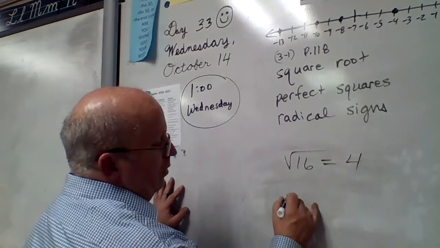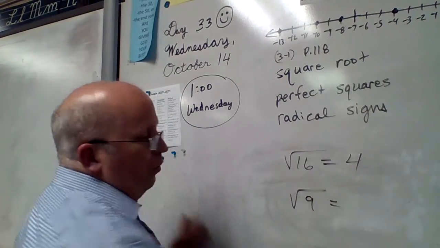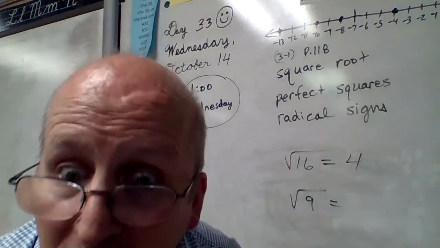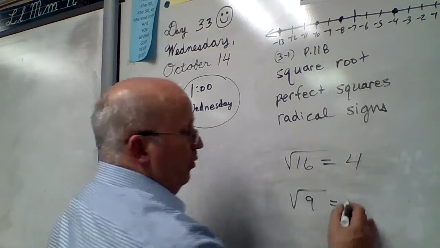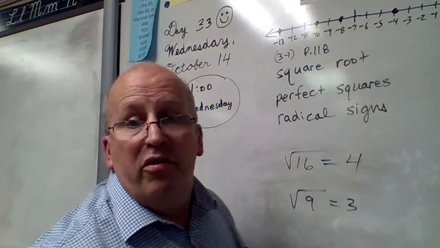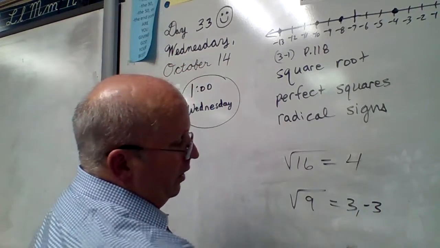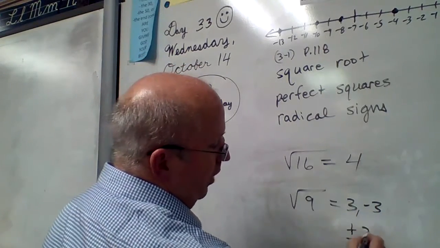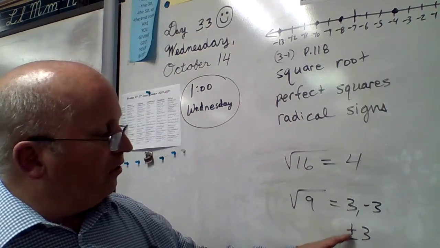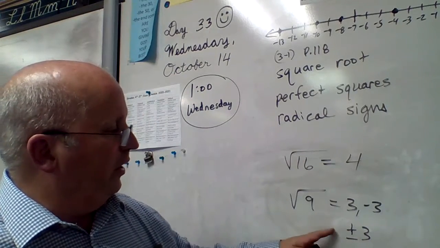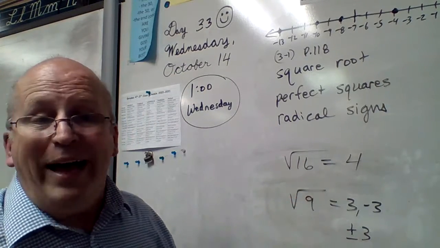What if I wrote the following? The square root of 9. What would be the most popular answer to that? Hopefully, you know 3, right? The other answer, though, is that it's also negative 3. And again, sometimes math teachers will write it like this. The plus or minus value of 3 is the square root of 9.